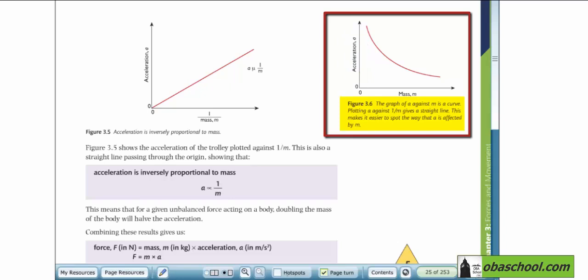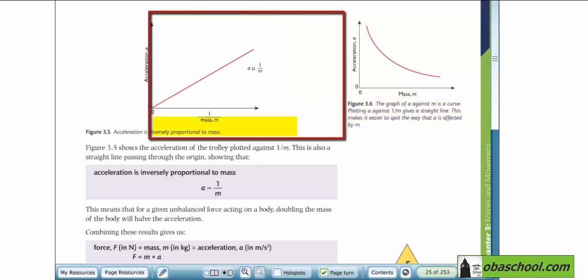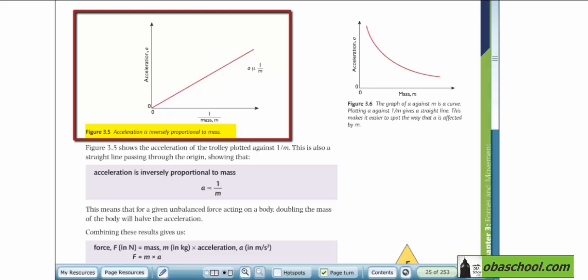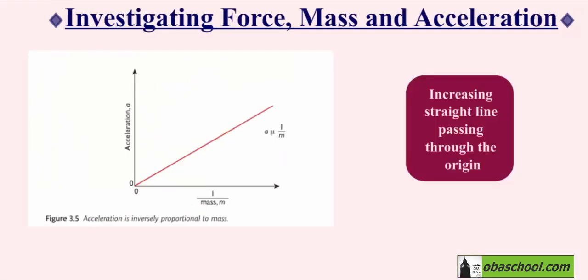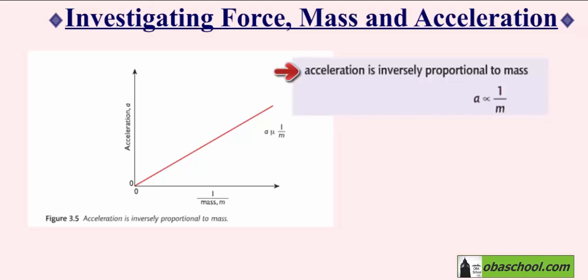In this graph of a against m, now plotting 1 over m gives a straight line. This makes it easier to spot the way that a is affected by m. So if we draw the acceleration with respect to 1 over m, we notice that it is an increasing straight line passing through the origin. So we can say that the acceleration is inversely proportional to the mass. That can be written in this way: proportional to 1 over m.